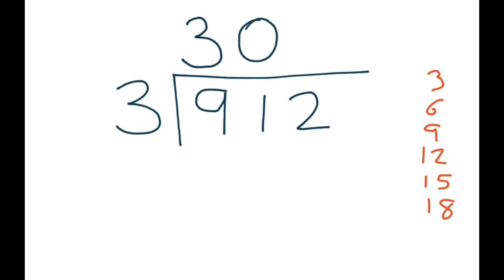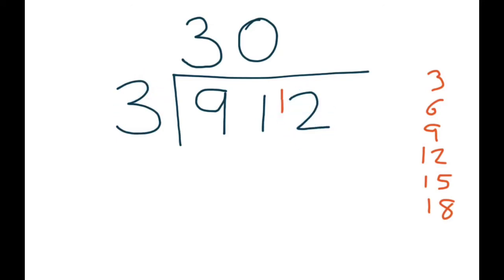But I can't forget about this 1. It's still got to be used. So I'm going to exchange it and put it here. And don't forget, that doesn't mean this becomes 3. You're exchanging a 10. So the 2 becomes 12, not 3. That would mean you're only exchanging a 1 and we're not exchanging a 10. So it becomes 12. So now we need to know how many times 3 goes into 12.